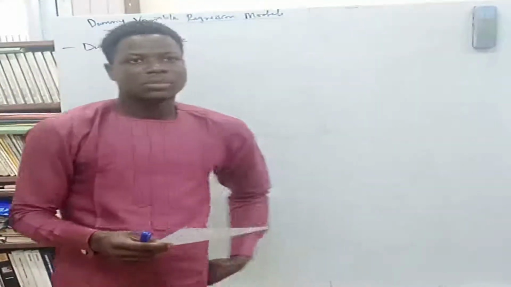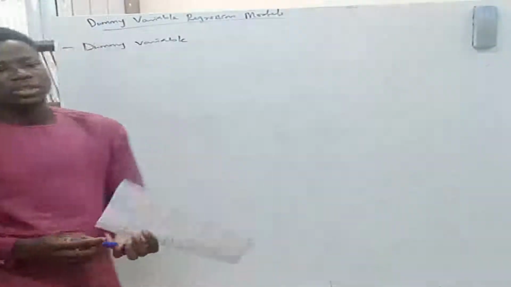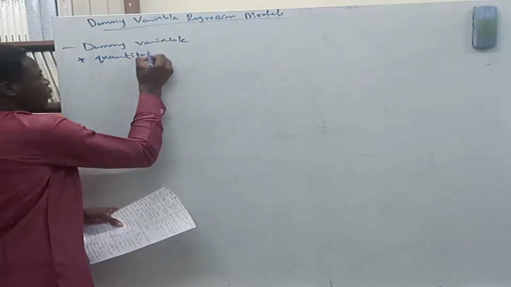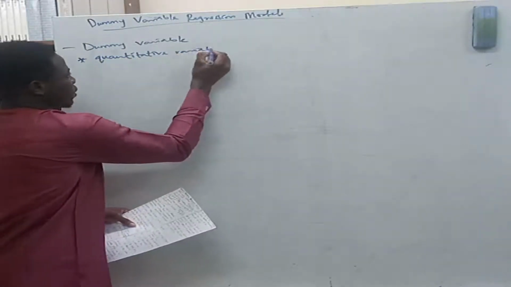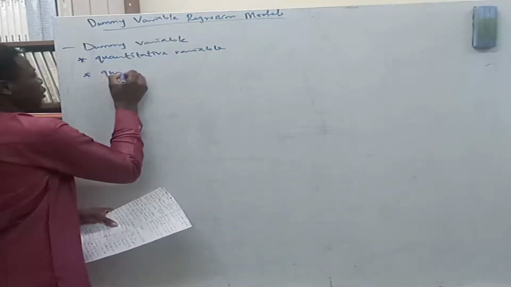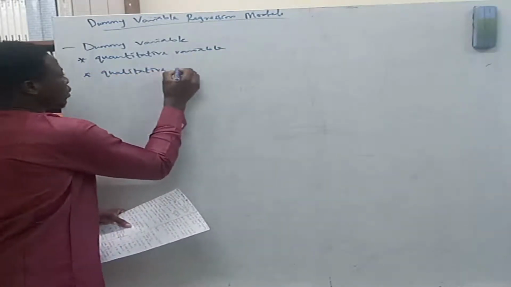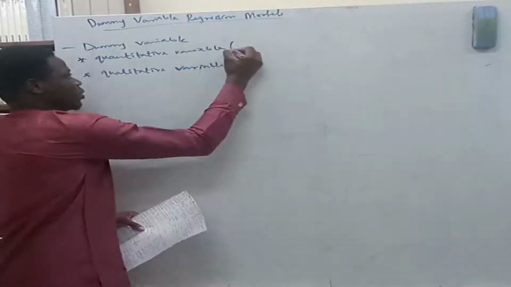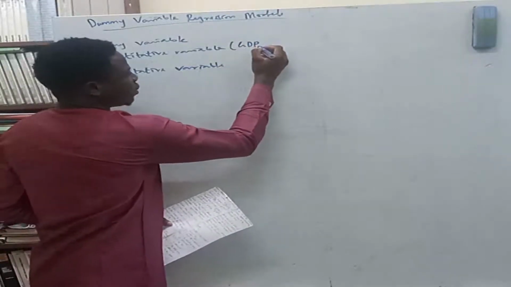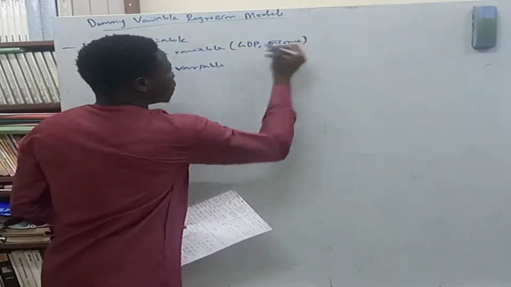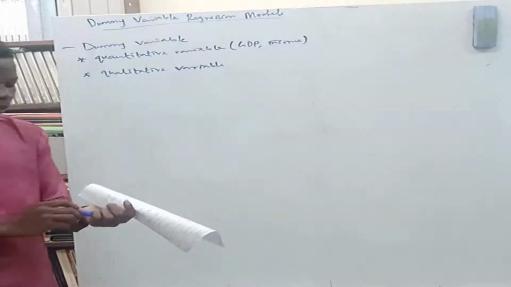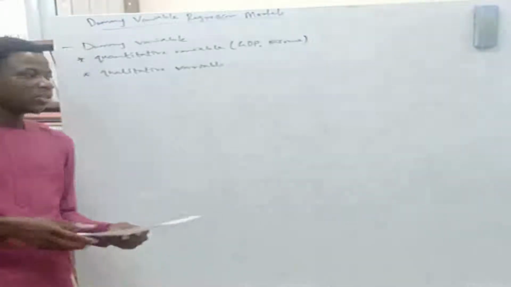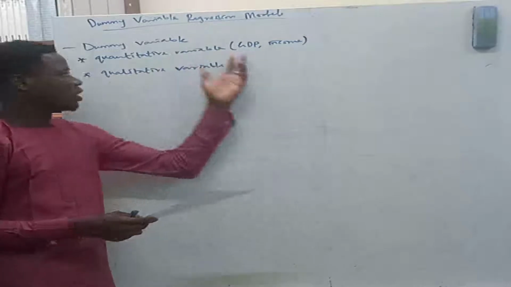Now, dummy variables are qualitative variables. We have the quantitative variables, which are the ones you can quantify, and then we have the qualitative ones. Examples of quantitative variables are GDP and your income. What we have been dealing with since the simple linear regression and the multiple linear regression is the quantitative variable.